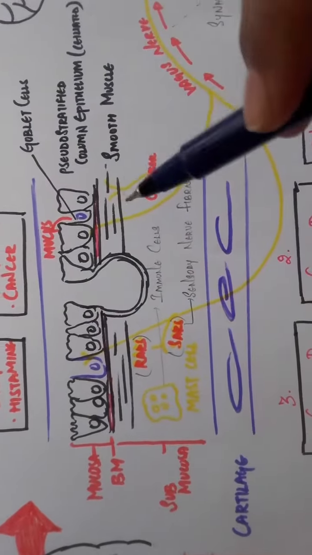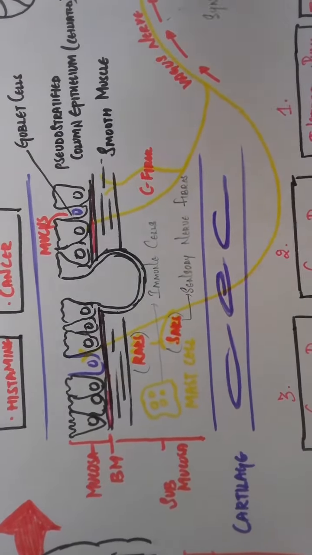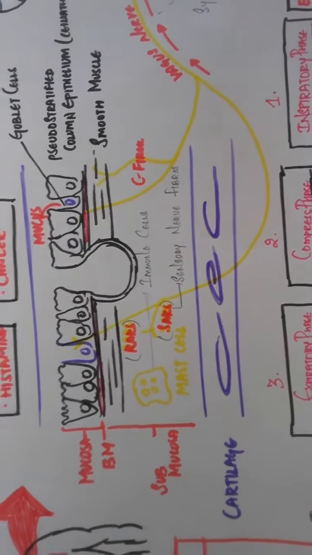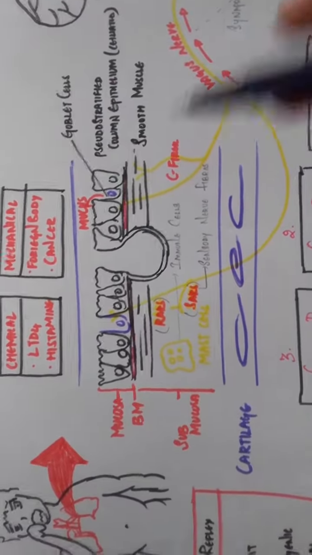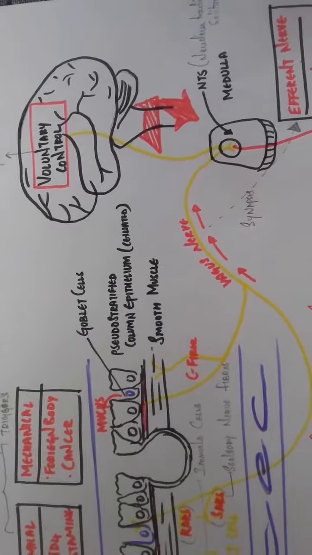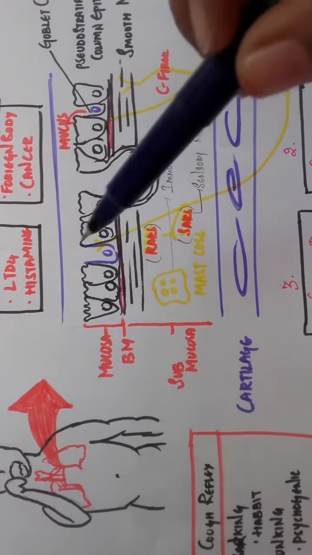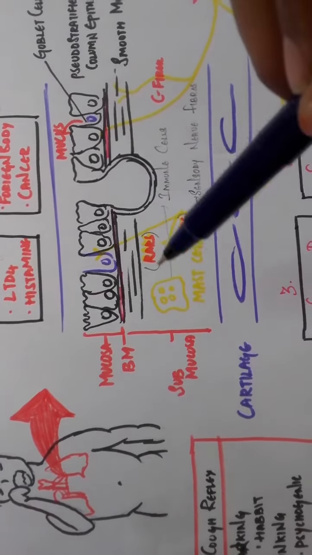And this basement membrane consists of a little part of the smooth muscle. Then next to the basement membrane we have the submucosa, and next to the submucosa we have a layer of cartilage. Okay, next we have the brain center. Here the epithelium consists of the mast cells, which are the immune cells, and some sensory nerve fibers like RARs and SARs, and we have the C fiber cells.